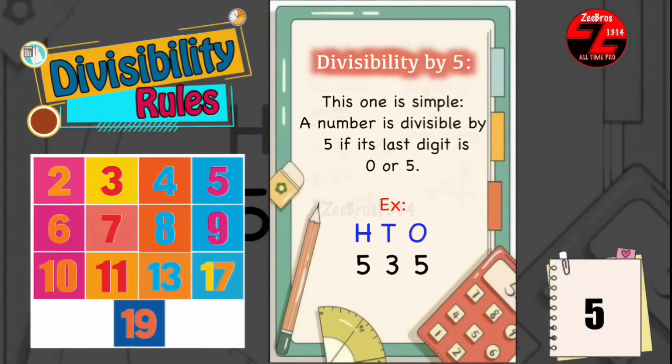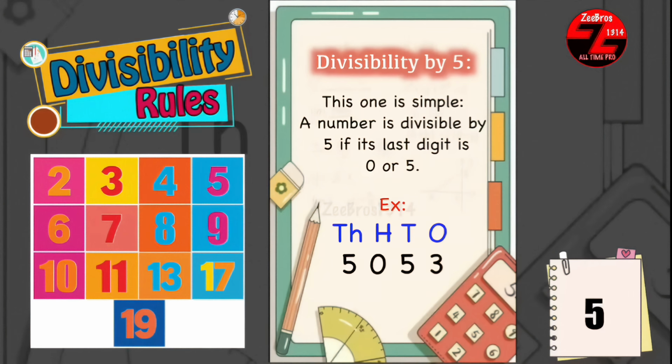Let's take another example. 535. Here, the last digit of the number is 5, which comes under divisibility rule. So, we can say 535 is divisible by 5. Just to make it clear, here comes one more example. 5053. Here, the last digit of the number is 3, which is not 0 or 5. So, we can say 5053 is not divisible by 5.